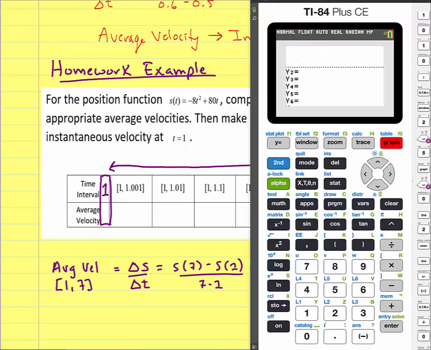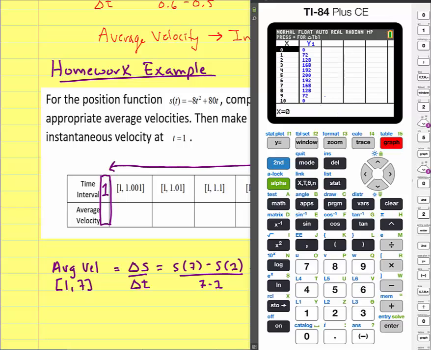Now I might have to adjust my screen a little bit. This is a parabola that opens down, and basically I'm looking at this interval from 1 to 7. So I'm looking at this line right here. If I want to look at my values, an easy way to do that is to go to second table, and of course you can just plug them into your calculator as well. And I can scroll down, and here's s of 7. It's 168. So that's where my value of 168 comes from.